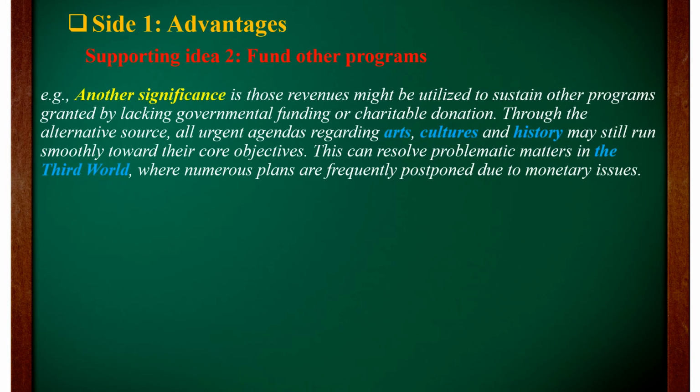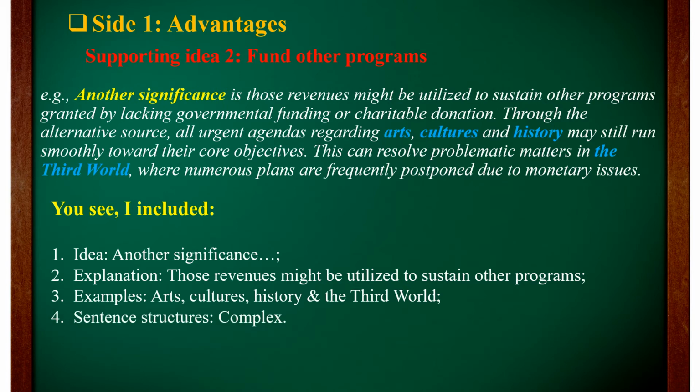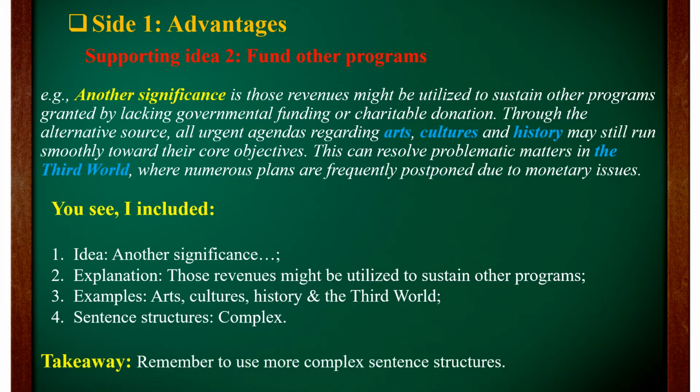The second advantage is funding other programs. Similar to the previous idea, I begin the description with an opening, "another significant", to guide the reader to move to the next advantage. Then I explain why this idea may work to sustain other conservation projects. To do this, I write the example of the third world, where many conservation projects are frequently postponed due to lacking financial support. Remarkably, the sentence structure here is relatively sophisticated, with a long, complex sentence. One takeaway from this section is to remember to write more complex yet understandable sentences.